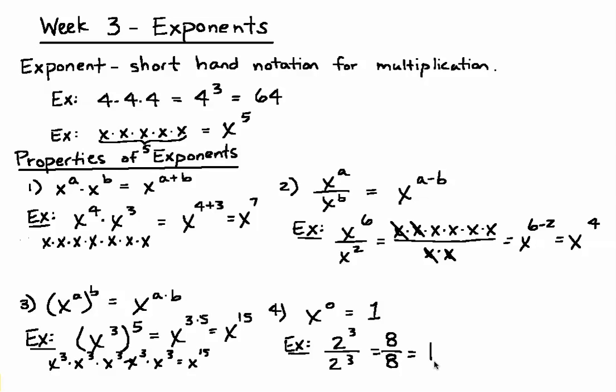But if we use property number 2, where we're dividing, we can subtract the exponents. I also can write this as 2 to the 3 minus 3 power, which is 2 to the 0 power. And so this shows me that 2 to the 0 power is also equal to 1. And this would work with any base, not just 2.